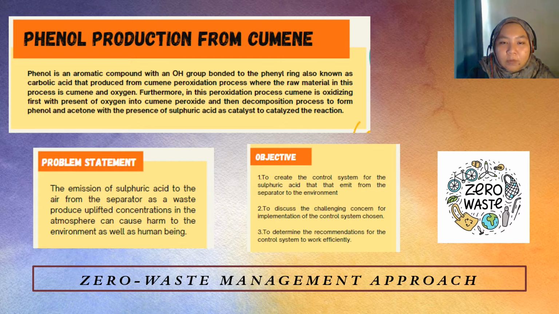The objectives of this open-ended project are three. First is to create the control system for the sulfuric acid that is emitted from the separator to the environment. Next is to discuss the challenging concerns for implementation of the control system chosen. And lastly, to determine the recommendations for the control system to work efficiently.